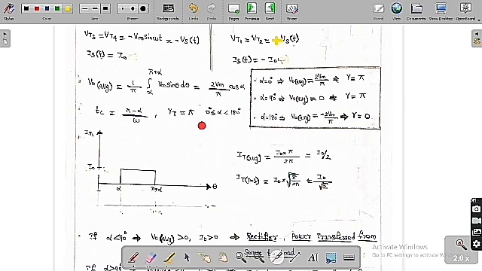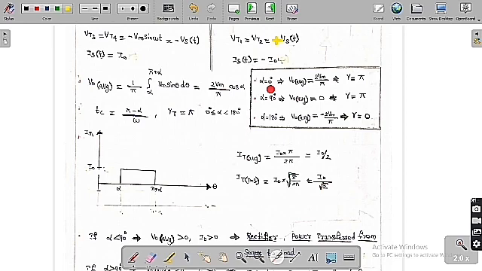Whereas T3, T4 are going to connect from pi plus alpha to 2 pi plus alpha. So if we do the subtraction, we are going to get again pi. Therefore, the conduction angle of each thyristor in this case is equal to pi. And alpha can lie from 0 to 180 degrees only. So this is the triggering angle. It can lie from 0 to 180 degrees.